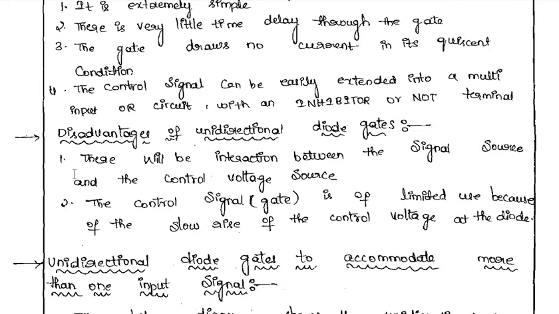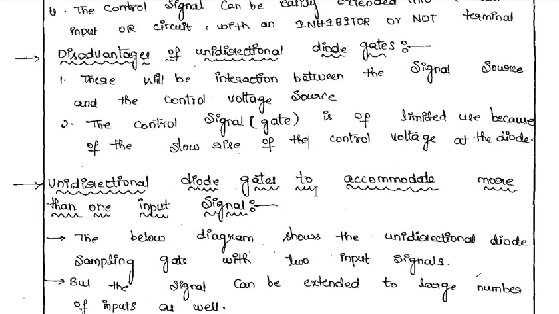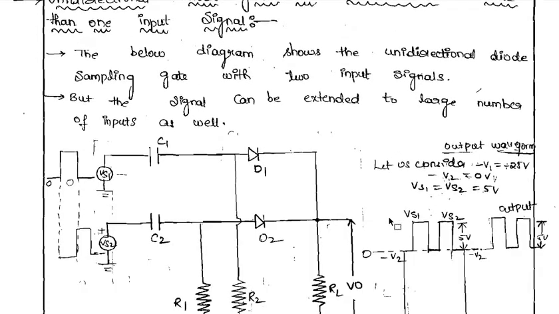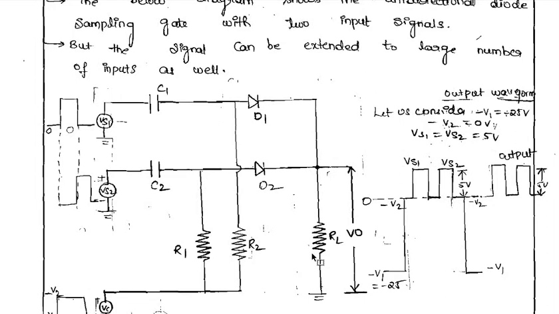But before that, we will see this topic, the unidirectional diode gate to accommodate more than one input signal. See the figure here. In this figure you have the unidirectional sampling gate with two input signals, VS1 and VS2. It means you have two sources. The signal can be extended to a large number of signals as well, so I can extend this for n number of input signals.